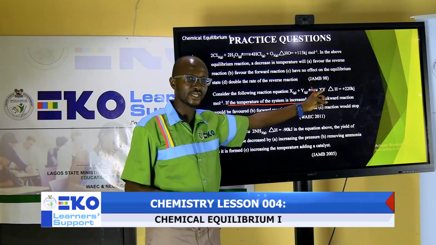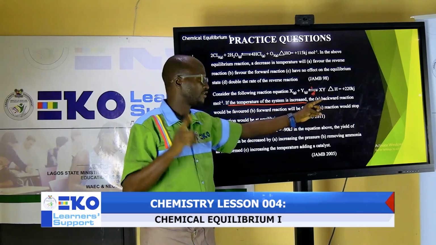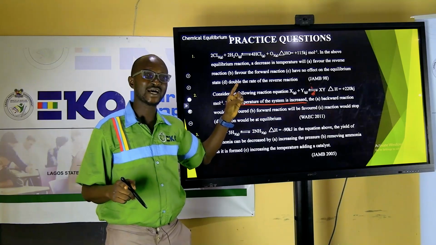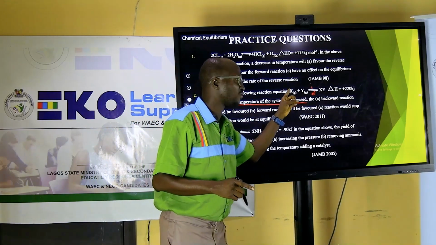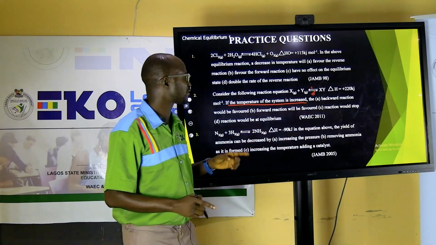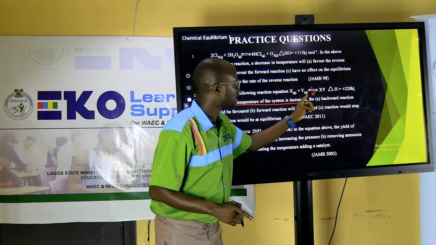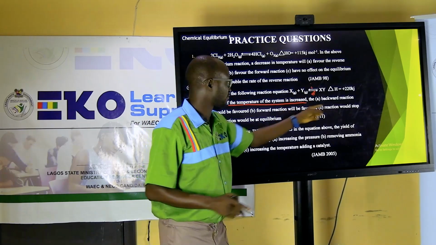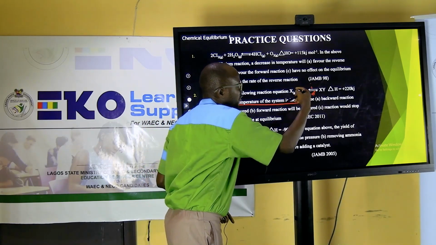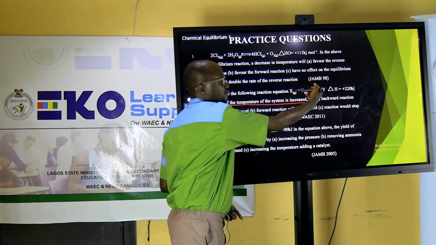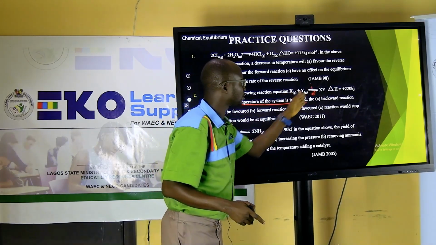Increase in the yield of XY. Thank you. Very good. It can also be written as decrease in the yield of X and Y. And lastly, it can also be written as shift in equilibrium position to the right. Because if you look at this arrow very well, it is pointing to the right, while this reverse arrow is pointing to the left. So, shift in equilibrium position to the right.